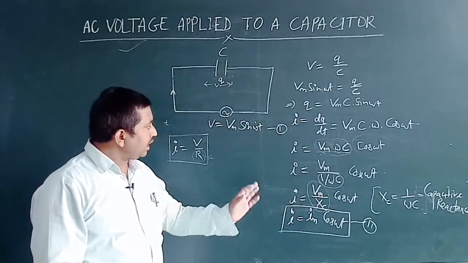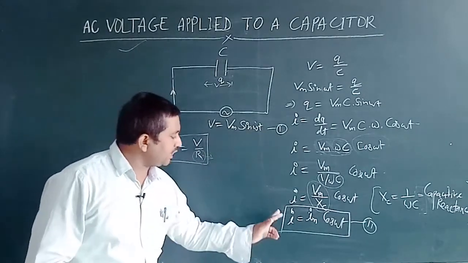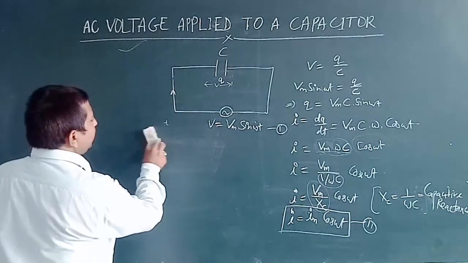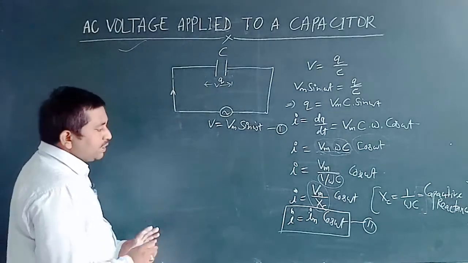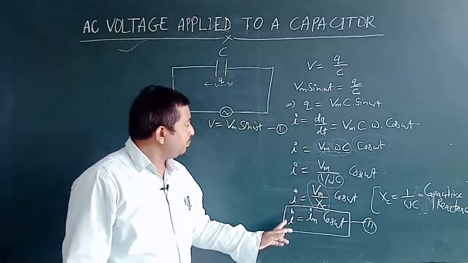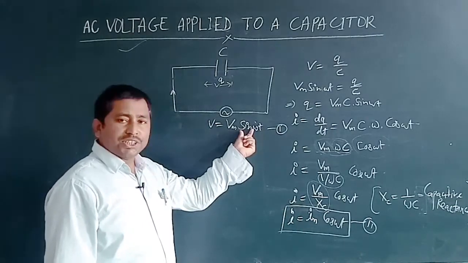So we can observe from here that there is a phase difference between V and I. To find out what the phase difference between V and I is, let us write both equations in the same trigonometric function, that is sine.